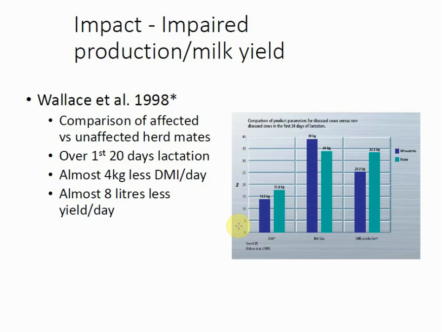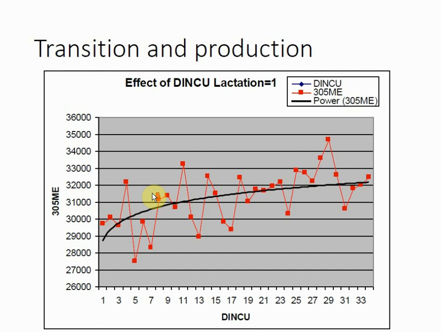He also shared with us some old data here, from 1998, where they compared cows that had metritis with ones that didn't, looking over a 20-day period, and they found that dry matter intake was 4 kilos less and there was almost 8 litres less milk yield per day. So huge production effects. And you can see these cows are being pushed up the slow track. These cows are not going to be easy to get in calf. They've gone down the slow track already.